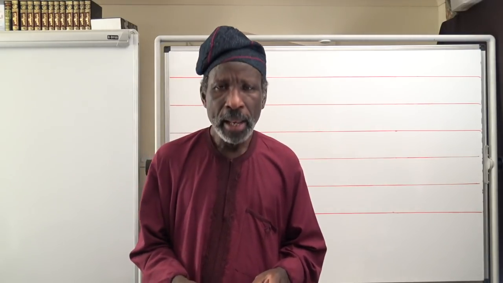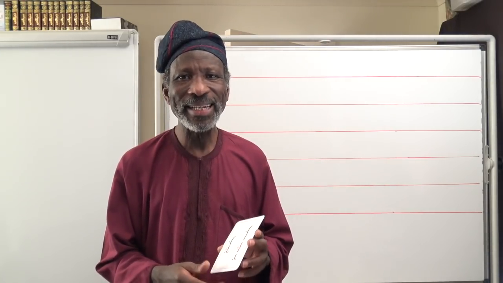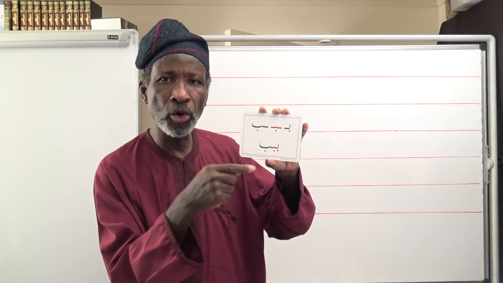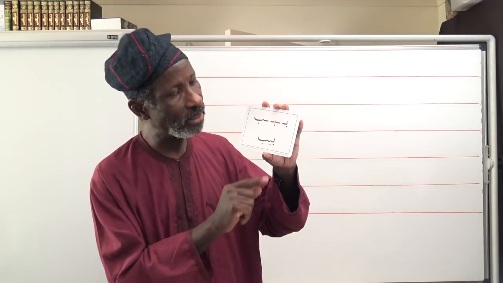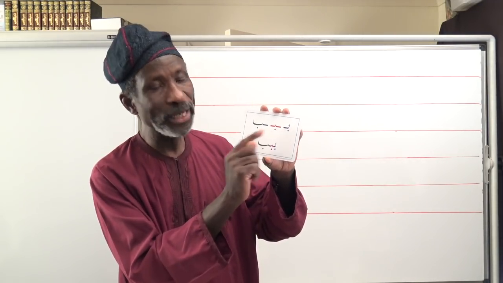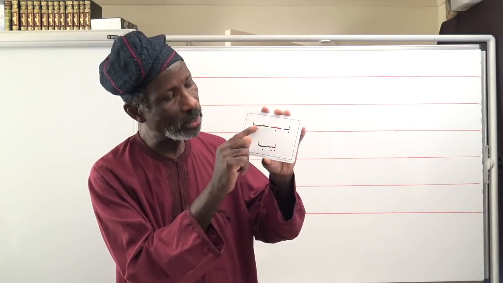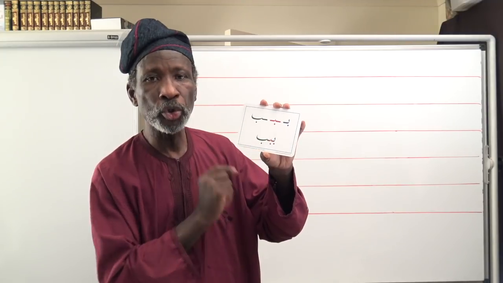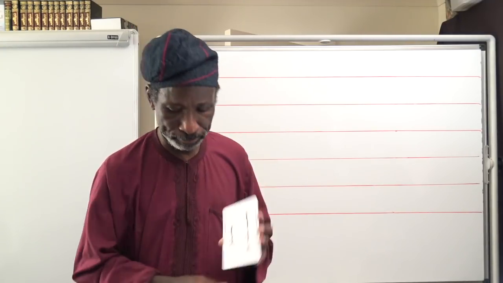Now, when the Ba is written in joined form, let me show you at the back of each letter, you have the joined form of the letter. In this case, it says Ba. So that's a Ba at the beginning, about to join in the middle, and now it's joined at the end, and the result is this. So that is how you join your letter Ba.